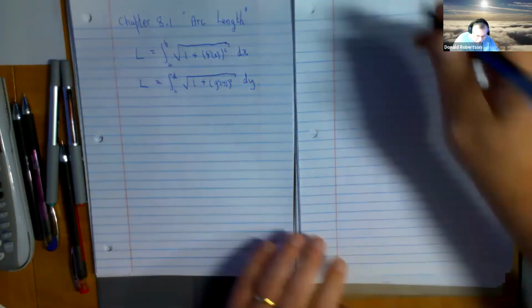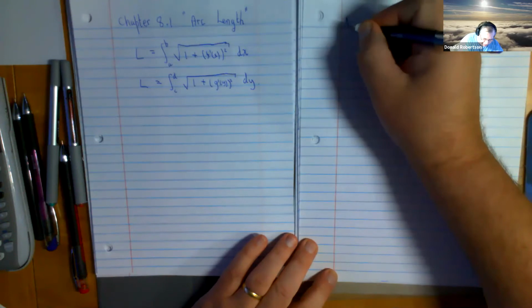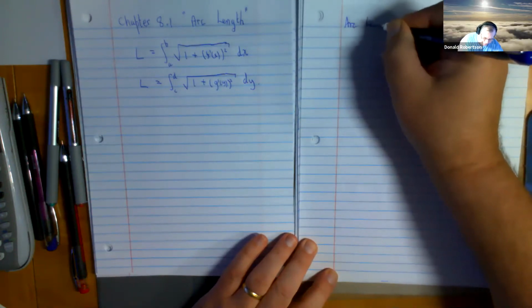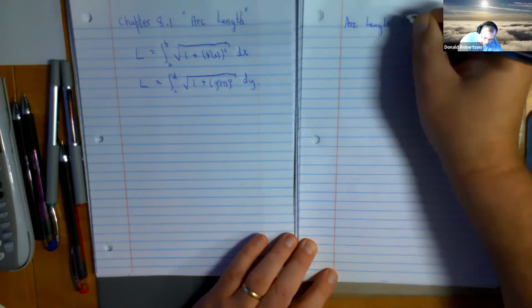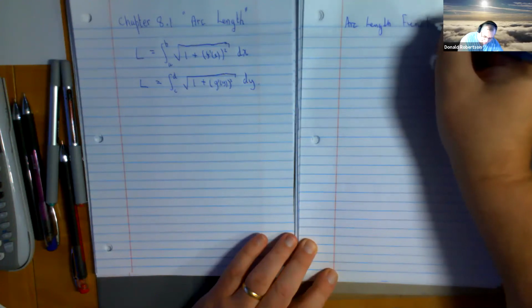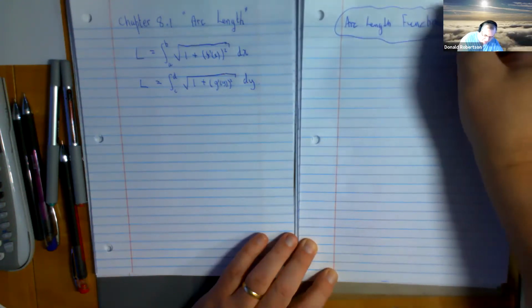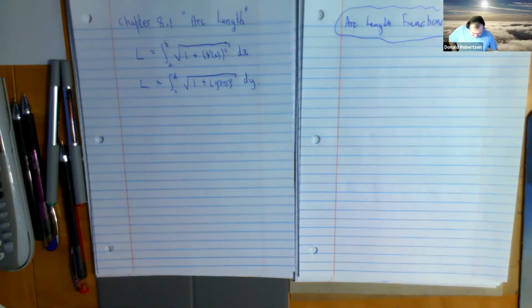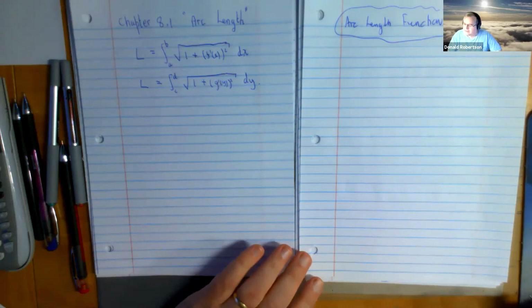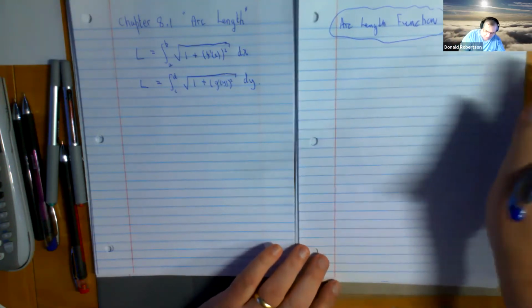So the last piece of this is called the arc length function. So let me show you what you're doing, and you'll see that it's not that big a difference. You've kind of done 3/4 of it already. So we'll show you how it works.